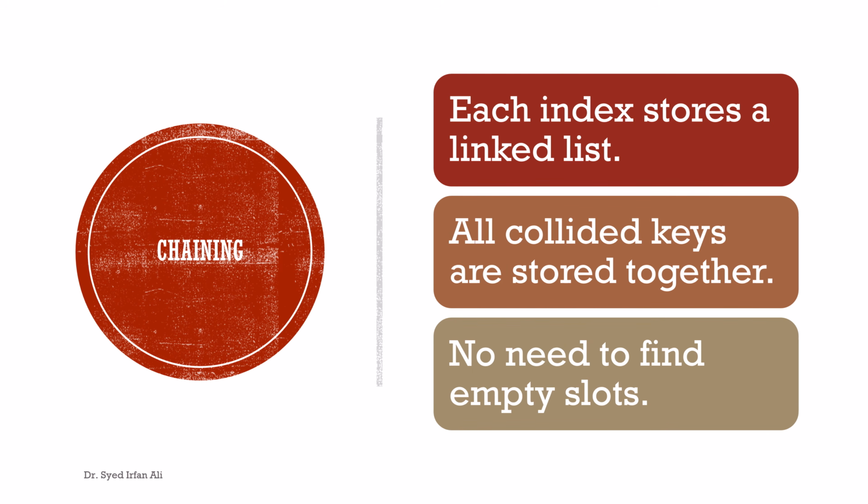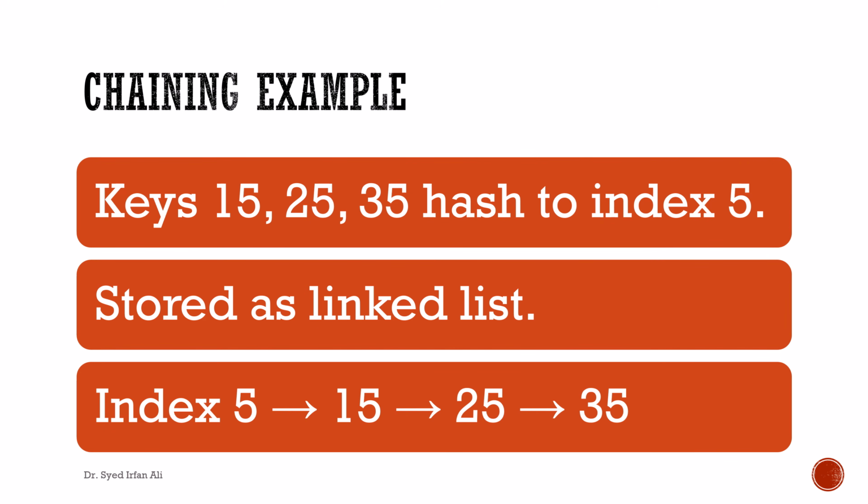Now, let us understand chaining. In chaining, each index of the hash table stores a linked list. When multiple keys generate the same hash value, they are stored one after another in a linked list at that index. Here, we do not search for empty slots in the table. Let us understand chaining with an example.